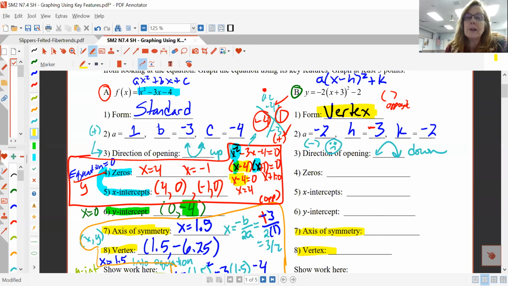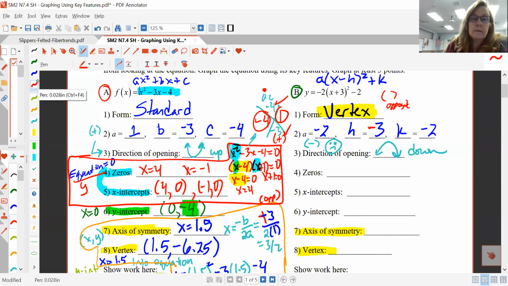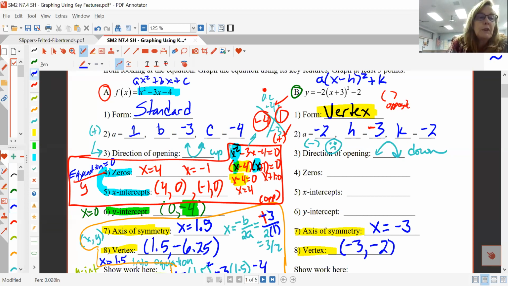So your first parameter is h, the -3. So your axis of symmetry is x equals -3. And then your vertex is the -3 and then essentially the k. So for vertex form, your vertex is actually the (h, k) point. Okay, so vertex form has the vertex inside it, so you don't really have to do much work there.